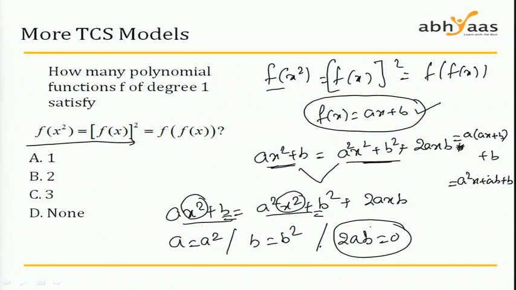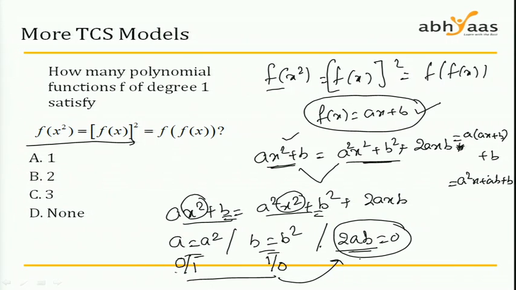Right. Now, let's see when this happens. Let me just check if I've put everything right here. ax square plus b square. Perfect. Right. So, a is equal to a square, b is equal to b square, and 2ab should be equal to 0. Now, this can happen only in some cases. If a should be equal to a square, what are the different values that are possible? a should be either 0 or 1. Similarly, b should be either 1 or 0, and 2ab should be 0.